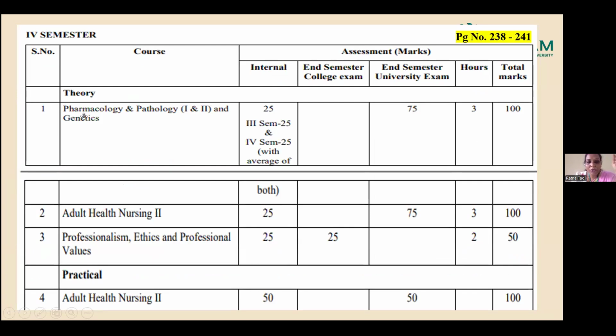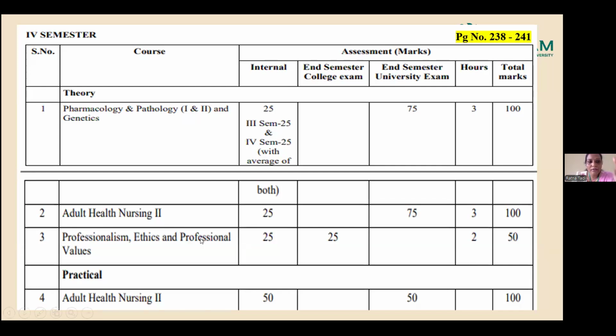So PPG, I told you, in third semester there is no need to send this 25 marks to the university. So that 25 and this semester, fourth semester 25 for PPG has to be added and divided by 2, and that marks has to be sent to the university. So adult health nursing is the subject that is own semester collegiate exam. So English and the HNIT professionalism follows the same rule, 25-25, and 2 hours exam paper, and 50 is the total marks.